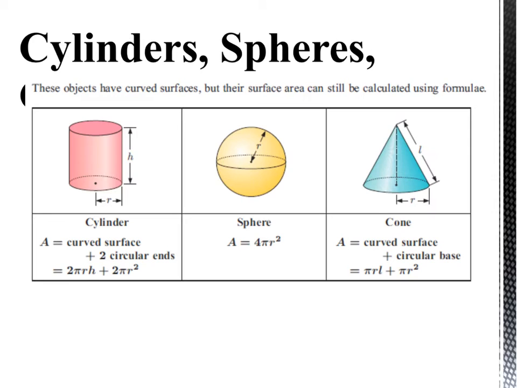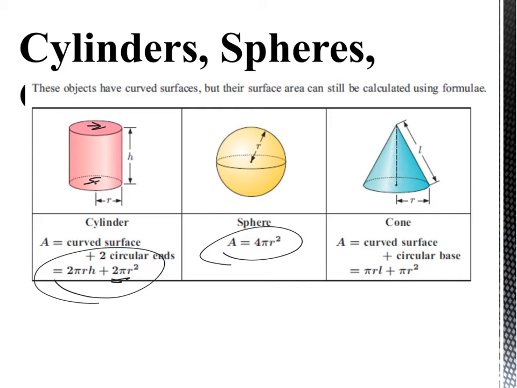Okay, so cylinders and spheres are the objects that have curved surfaces. Sometimes we call them curved surface solids, and we use a formula to calculate their surface area. The surface area of a cylinder is 2 pi r h, that's our curved surface, plus 2 pi r squared. It's 2 pi r squared because we're taking the circle, pi r squared, and multiplying it by 2 because we have 2 circles. For the sphere, the formula is 4 pi r squared.